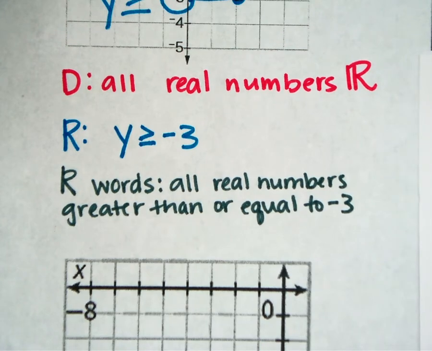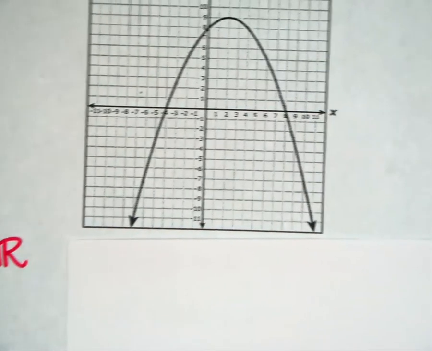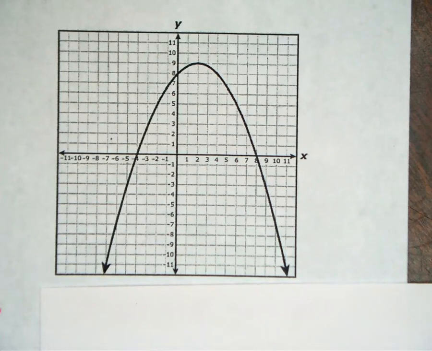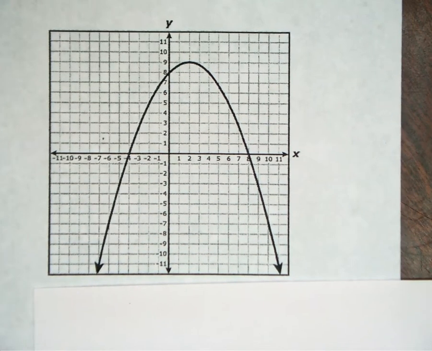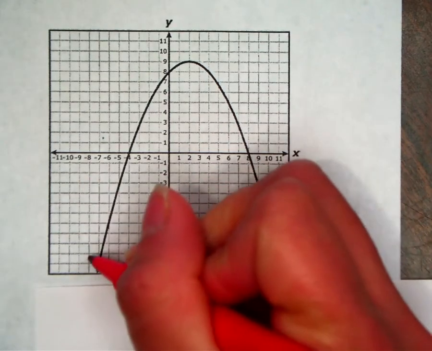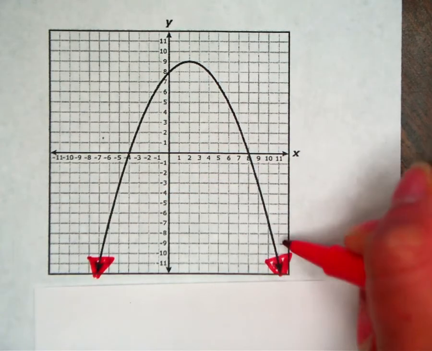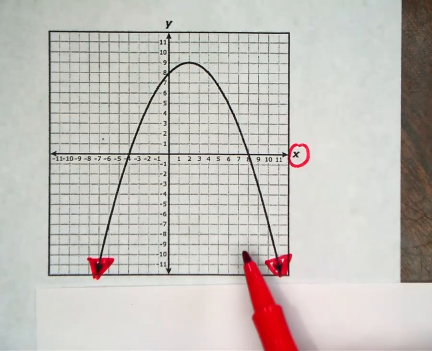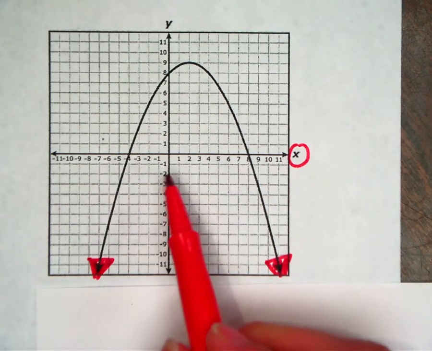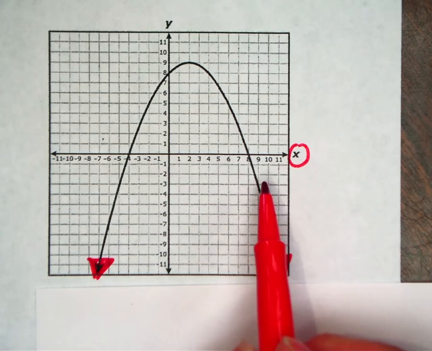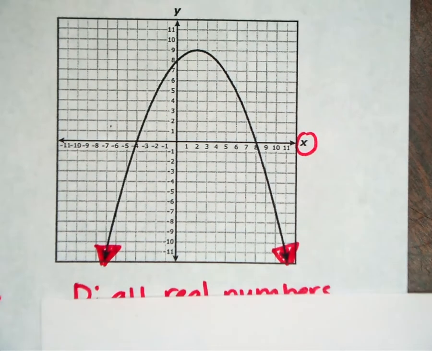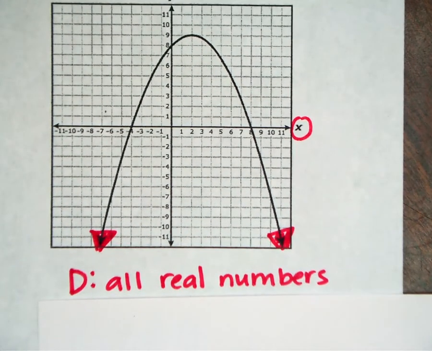Now let's look at another example. Now we have a graph facing down. If we want to identify the domain, you want to look at the ends of your graph. If the ends of your graph have arrows, that means that the x values are not restricted. They go on and on and on in both directions. So since the x values are not restricted, that means the domain is all real numbers.